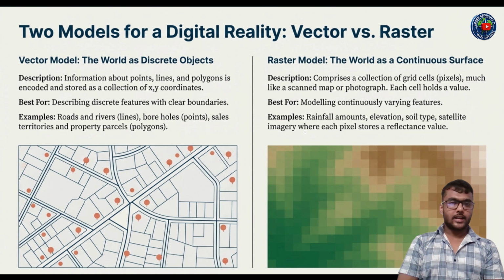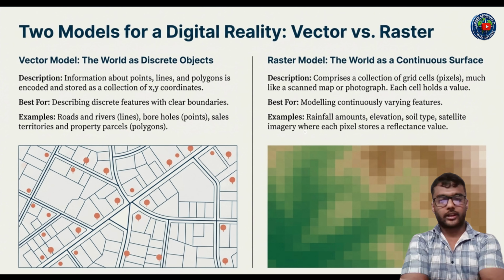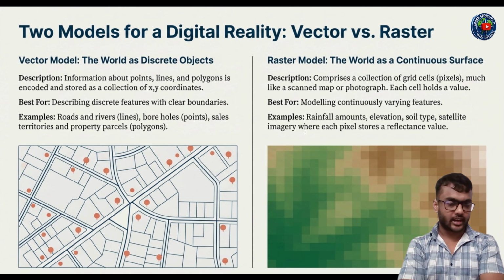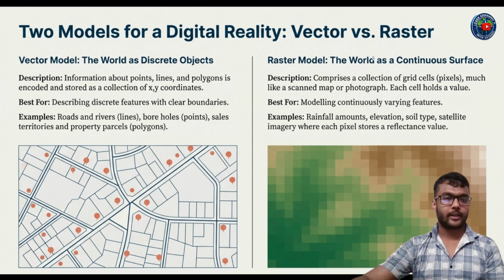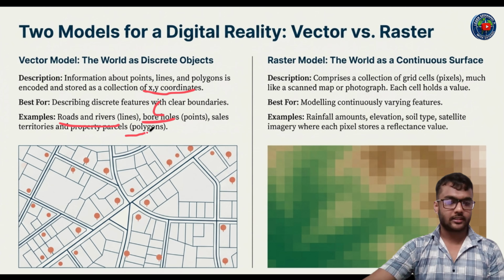Okay, vector model: the world is described as discrete objects. Information about points, lines, and polygons is encoded and stored as a collection of XY coordinates. It is best for describing discrete features with clear boundaries. For example, routes and rivers are lines, boreholes are points, or a capital center, maybe an administrative building, and soil cells, territories, and property parcels are, for example, polygons.